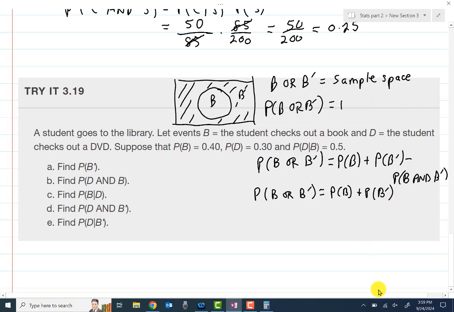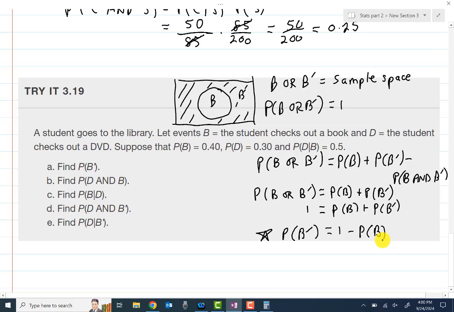So this piece right here is equal to 0. Well, we already did this one here. I'm going to put a 1 over here. Now, if I subtract P of B from both sides, I have another formula. I'll put it down here. P of B prime equals 1 minus P of B.